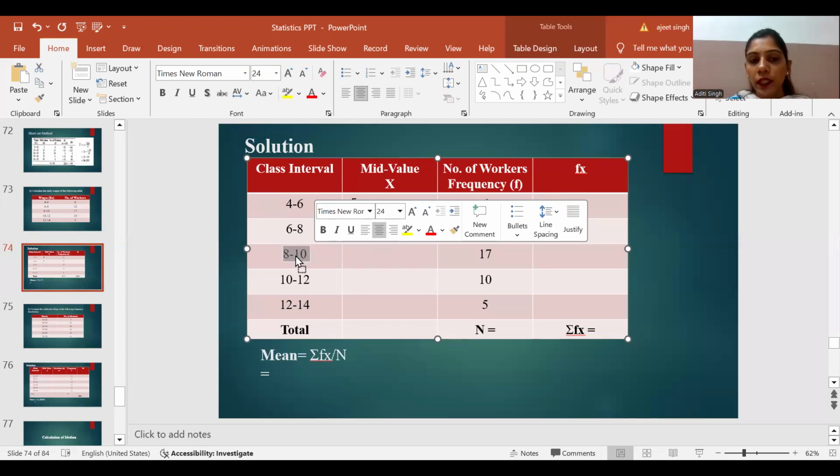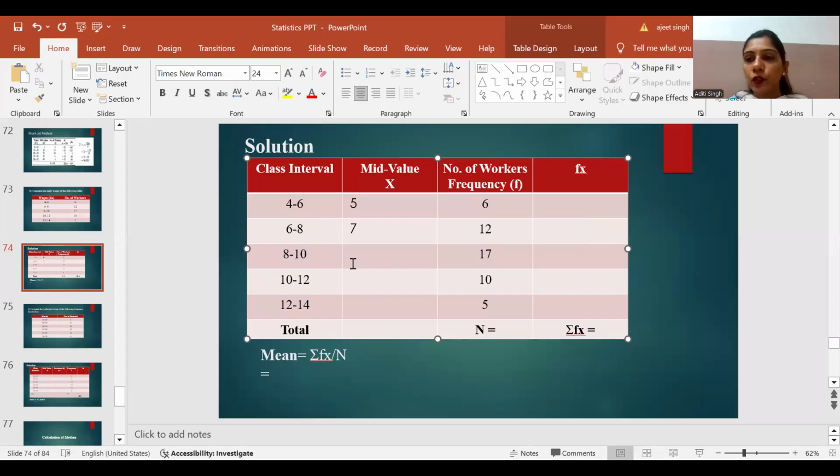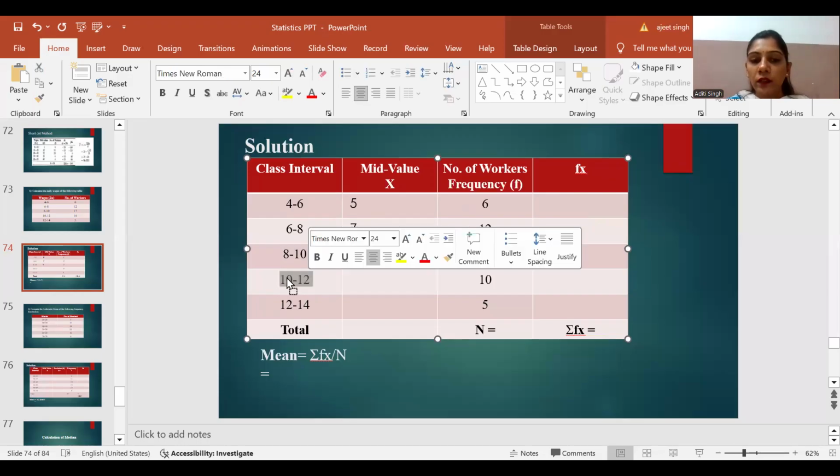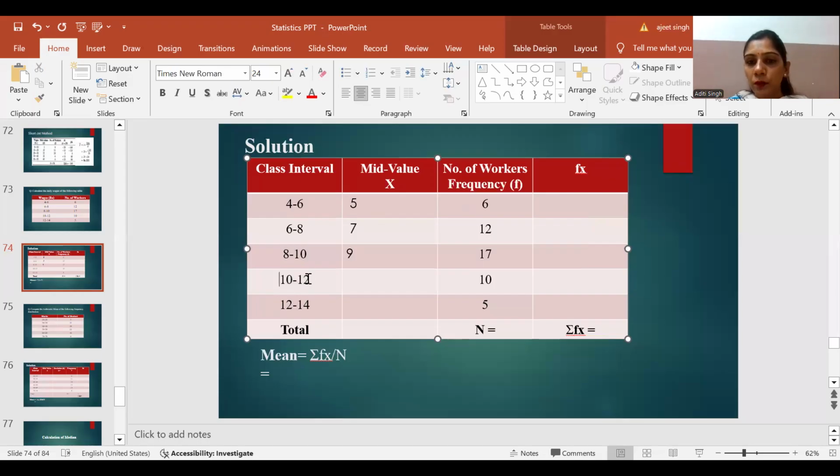Next is the class interval 8 and 10. The lower limit is 8 and the upper limit is 10. So 8 plus 10 divided by 2 means 18 divided by 2. The answer is 9. Similarly, for this one we add the lower limit and upper limit: 10 plus 12 divided by 2 means 22 divided by 2. The answer is 11.